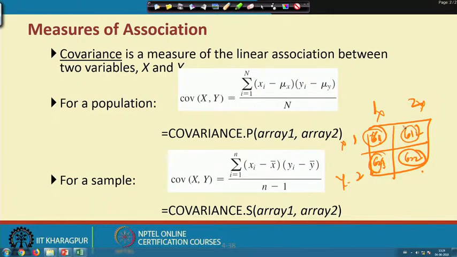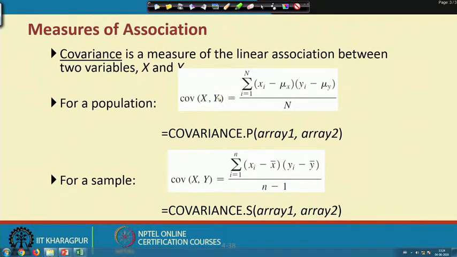Likewise, you can calculate correlation. Correlation is just the covariance divided by the square root of the variances of both variables. It gives you a kind of weight factor which describes the relationship between these two variables. Corresponding to this, there is a population structure and a sample structure.